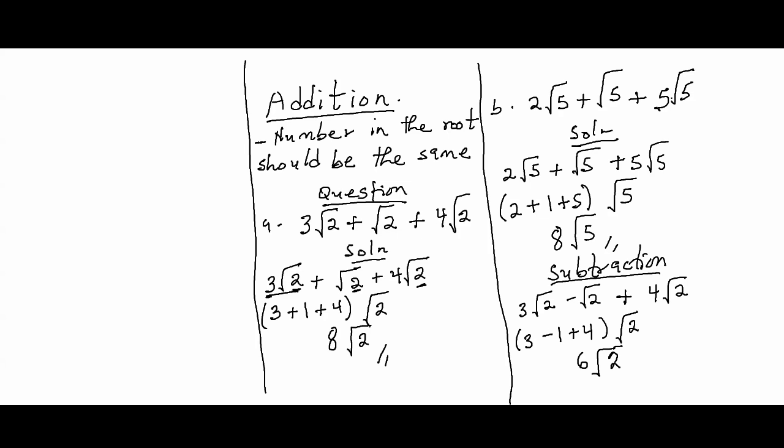So in dealing with addition and subtraction, we use the same principles, we use the same rules. Check if the numbers inside the square roots are the same, and add or subtract the numbers outside the square roots. So you pause the video and try this question for me. So 3 root 2 minus root 2 minus root 2.